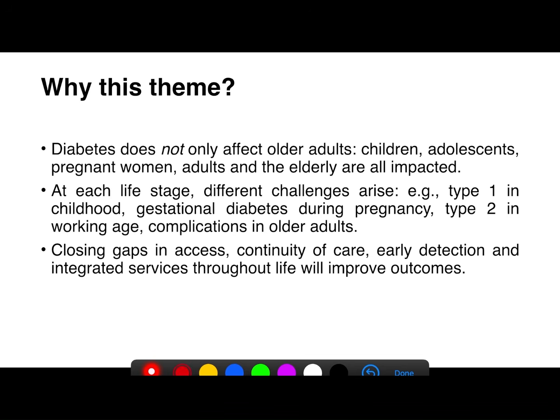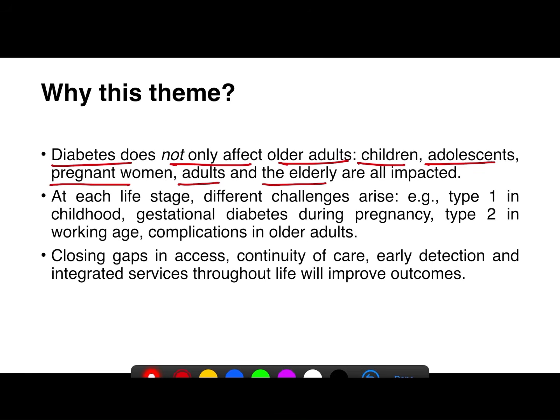This theme is relevant as diabetes does not only affect older adults, it also affects children, adolescents, pregnant women, adults and the elderly. All are impacted. At each life stage, different challenges arise. For example, type 1 in childhood, gestational diabetes during pregnancy, type 2 in working age, complications in older adults. Closing the gap: continuity of care, early detection, and integrated services throughout life will improve the outcomes.